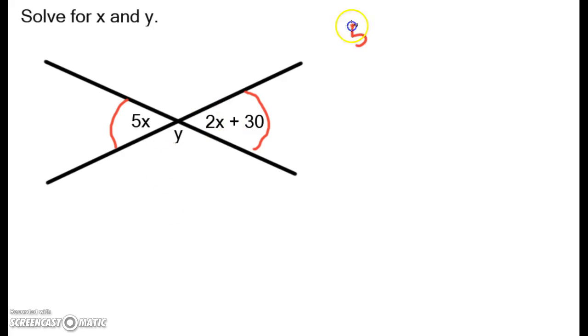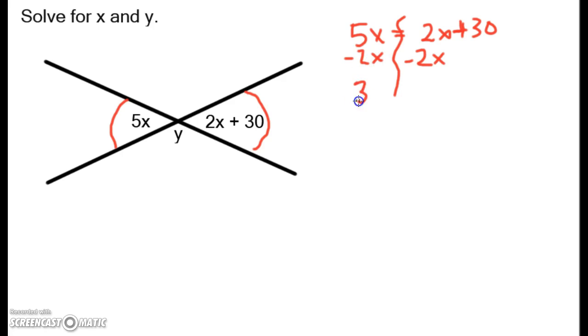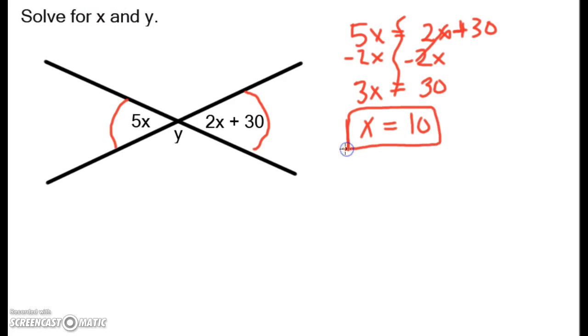All right, so I'm going to do that first. I'm going to say that 5x is equal to 2x plus 30. And those two angles are equal because they're vertical. And so then I'm just going to solve. I'm going to subtract 2x. And I'm going to get 3x is equal to, that goes away, 30. And then you divide by 3 on both sides, and you get that x is equal to 10. Okay, so now we know what x is. That answers this part of the question. So x is equal to 10. That answers part of the question.